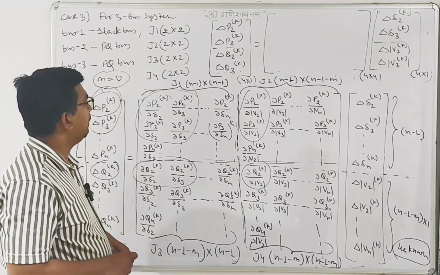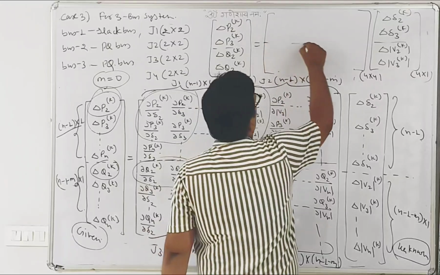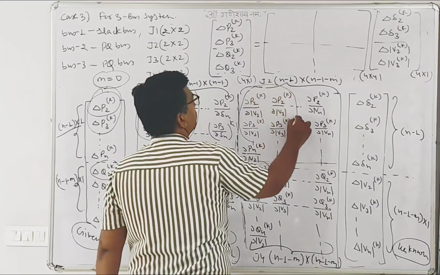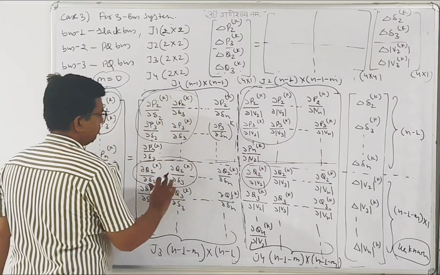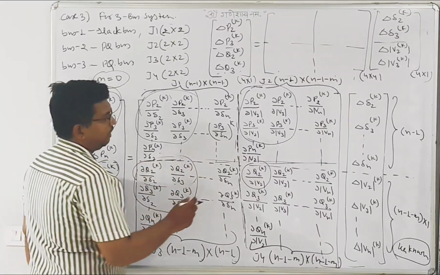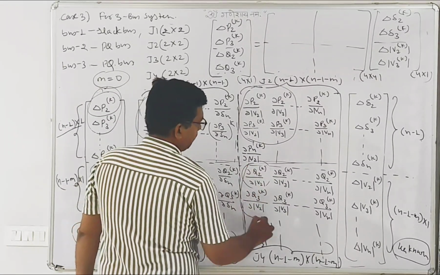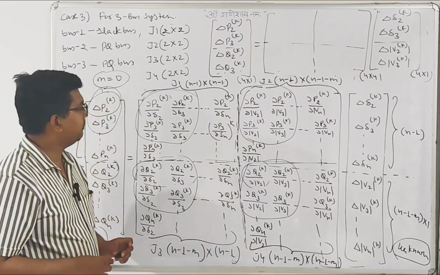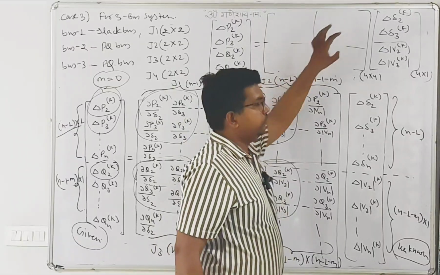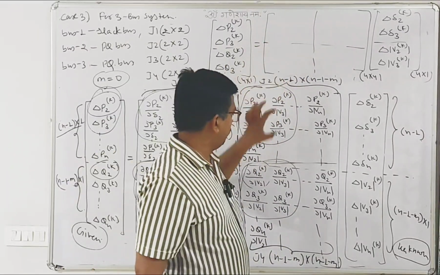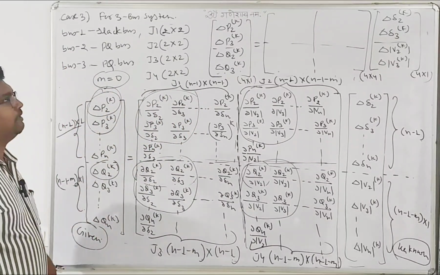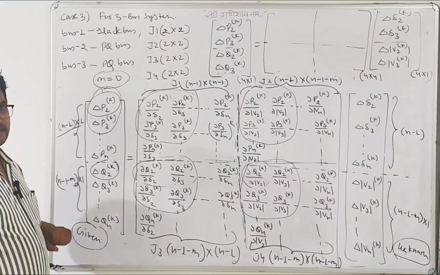And what are the corresponding elements of these Jacobian elements? Now see here, this is 2 cross 2. This is also 2 cross 2. And this will be 2 cross 2, and this will also be 2 cross 2. That is the important thing. That means we have to put all these values here. This is J1, this will be J2, this will be J3, and this will be J4.